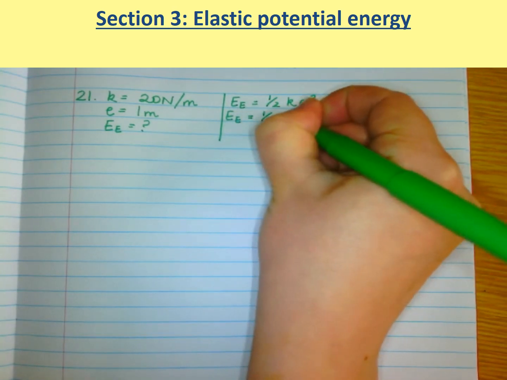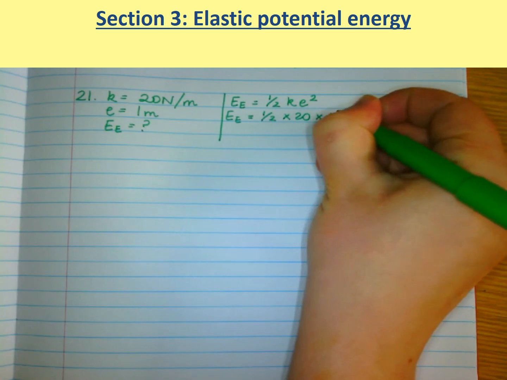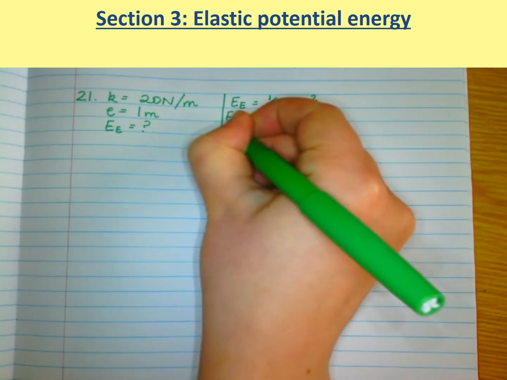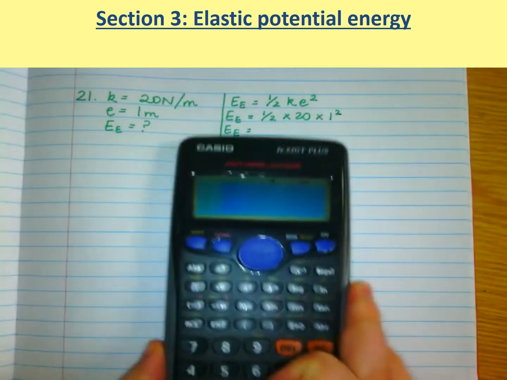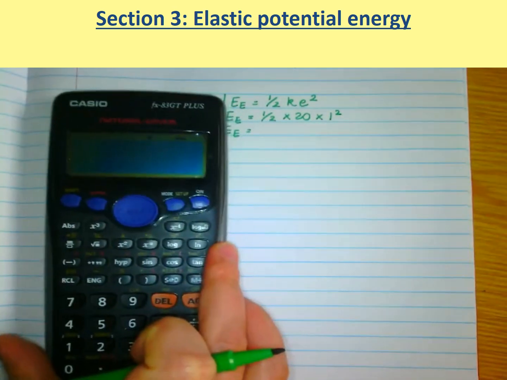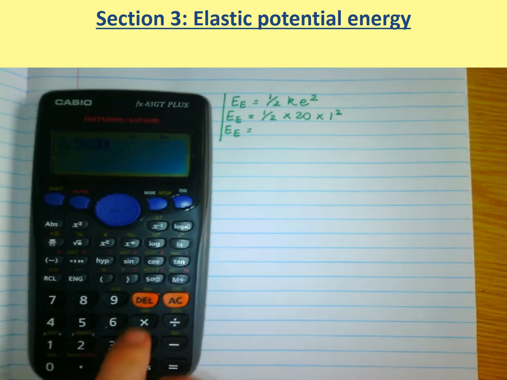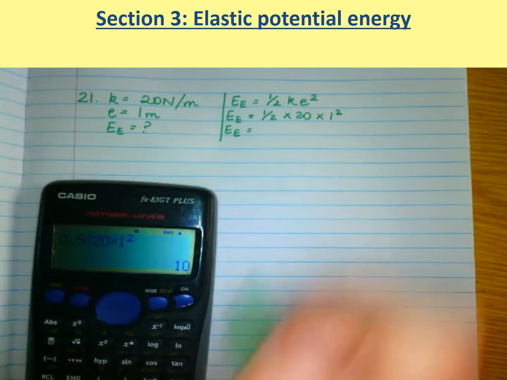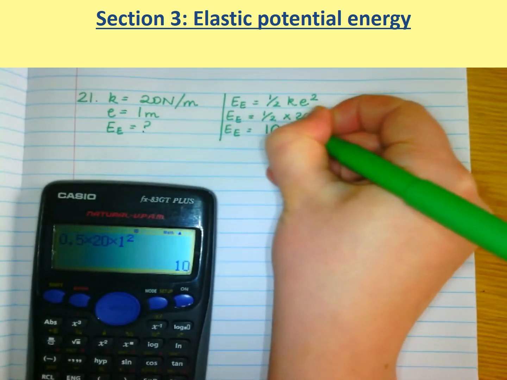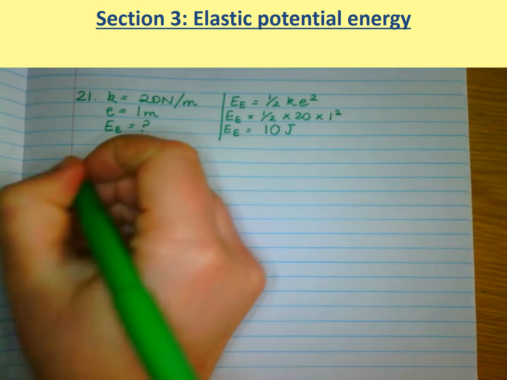Elastic potential energy is equal to half times 20 times 1 squared. Elastic potential energy is equal to, I'm going to use my calculator, and it's important to only square the extension, so you'll notice that the square is only on the 1. And that gives me an elastic potential energy of 10 joules.